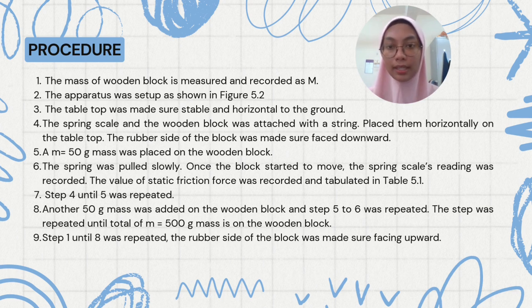Fifth, M equals 50 gram mass was placed on the wooden block. Sixth, the spring scale was pulled slowly, and once the block started to move, the spring scale reading was recorded.